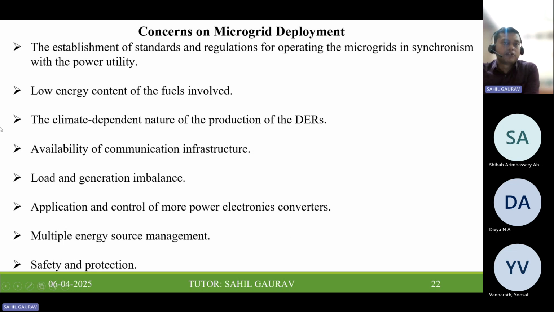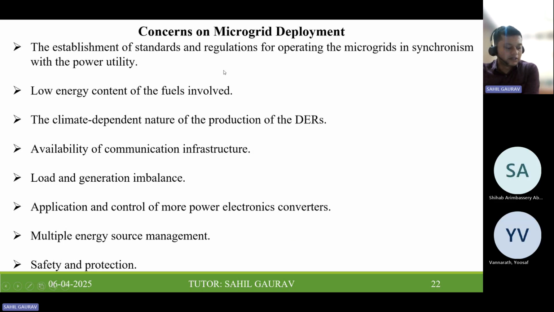Concerns on microgrid deployment. So what are the concerns if you deploy microgrid? The concerns are like establishment of standards and regulators needed so that these microgrids operate in synchronism with the power quality, low energy content of the fuels involved. So these are the concerns of microgrid. The climate dependent nature of the production of DER. We all know that we have solar PV, they are intermittent sources of energy, and similarly wind source.